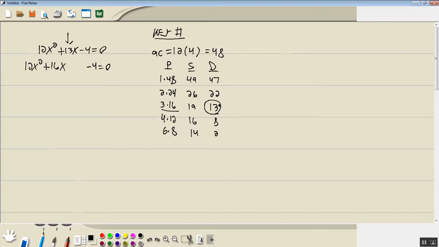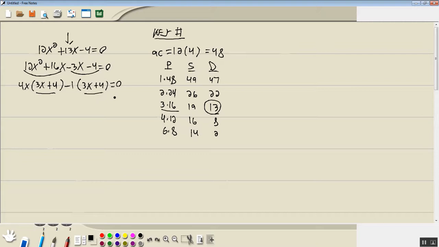We circle the numbers in the difference column, D for different signs. So if the 16 is positive, the 3 has to be negative. Then we'll factor by grouping. The first group has a 4 and an x in common, and that gives us 3x plus 4. The second group doesn't have anything in common, but the first term is negative, and if your first term is negative, you always factor out a negative. So we'll factor out a negative 1, and that gives us 3x plus 4.